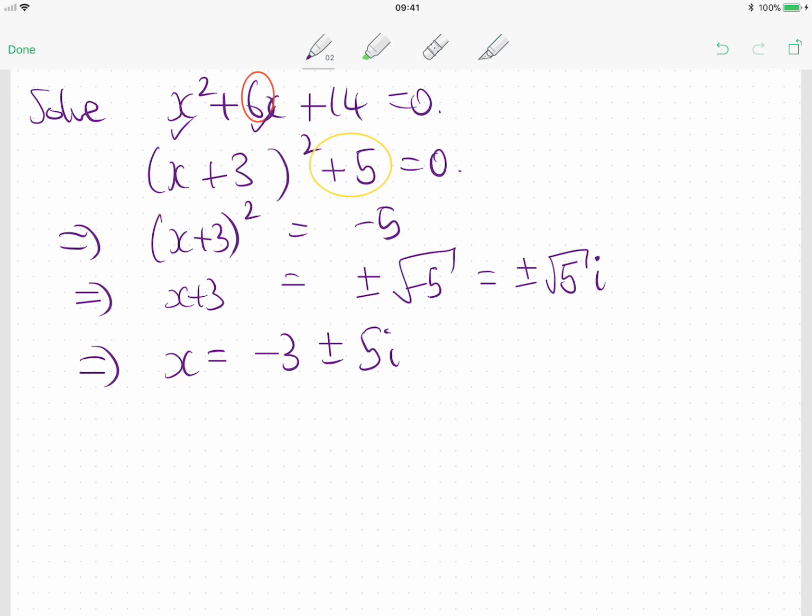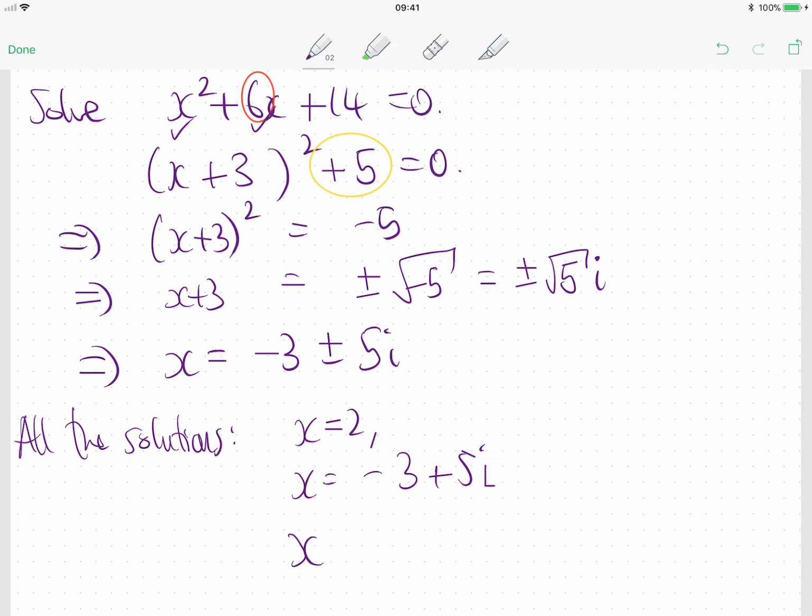I'm just going to summarize now. So let's say the solutions, so all the solutions. We have x equals 2, x equals minus 3 plus root 5 i, or minus 3 take away root 5 i. These are all our solutions. Okay, just as a final comment, if we have some cubic, so the highest power is 3, we should have 3 solutions, and this matches perfectly with our example.